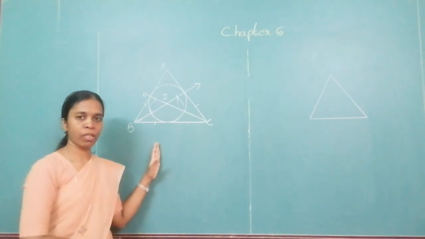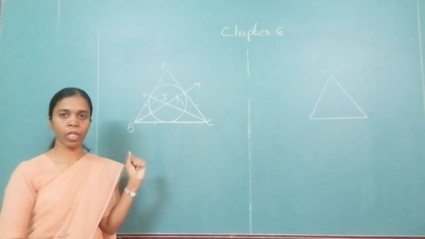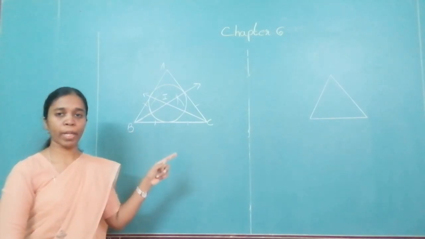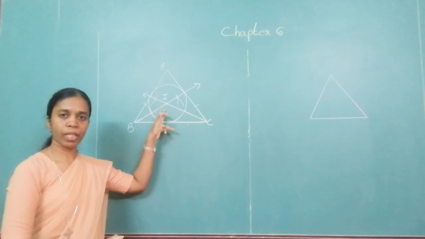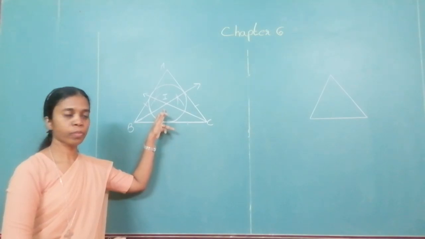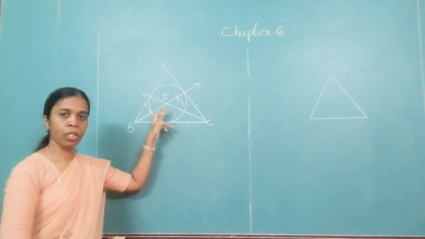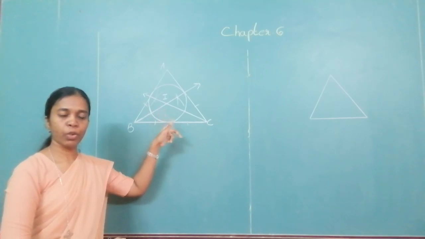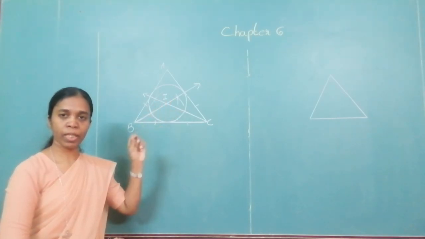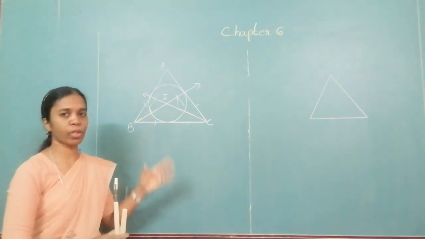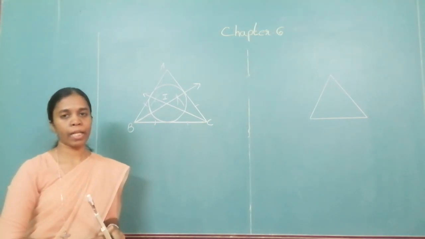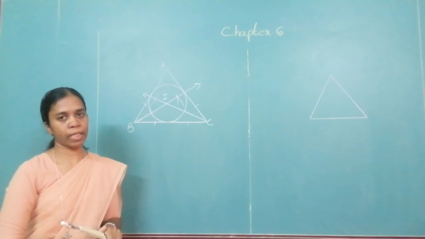How do we construct it? First you draw any triangle and then you draw the angle bisectors of any two angles. Whichever is the point of intersection, that will be the incenter. With that center, you draw a circle which is touching all three sides of the triangle. Okay, this is how we draw the incircle and get the incenter.